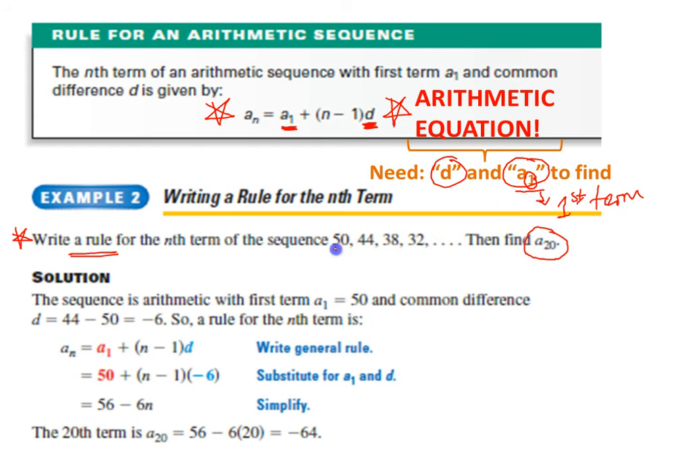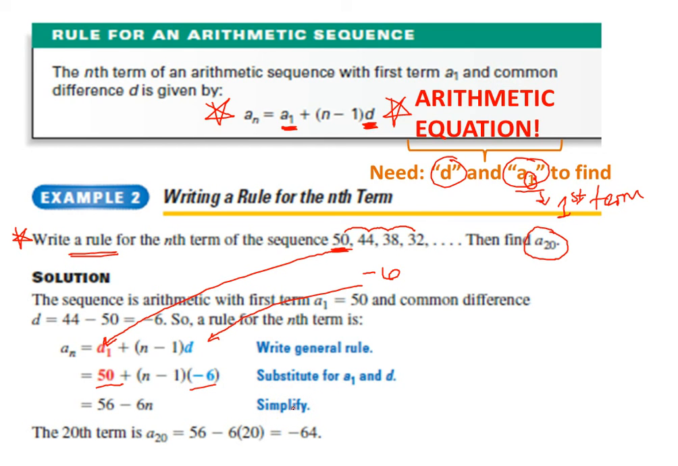Well, a sub 1 we already know. A sub 1 is our first term, so a sub 1 is 50. So we're going to plug in 50 for a sub 1. And then we need d. Well, what's our difference? 50 to 44 to 38 to 32. So our difference is we are going down by 6. That goes in for your d, down by 6.